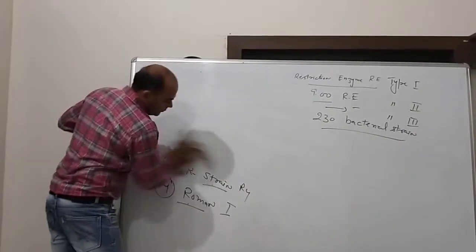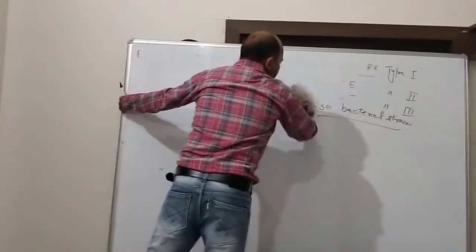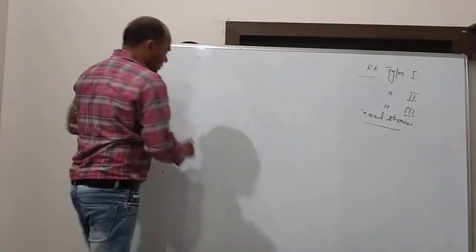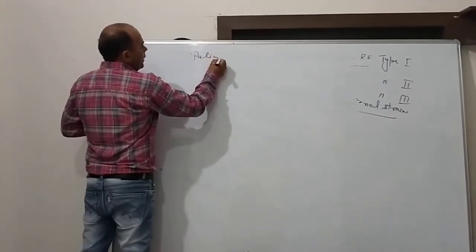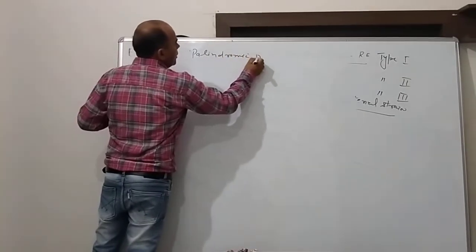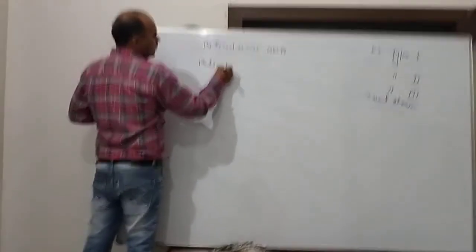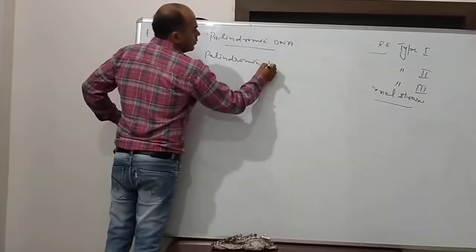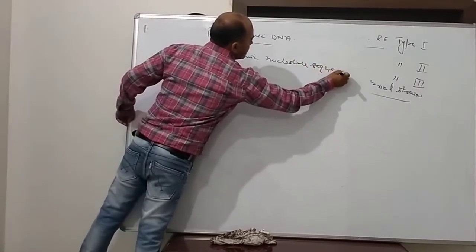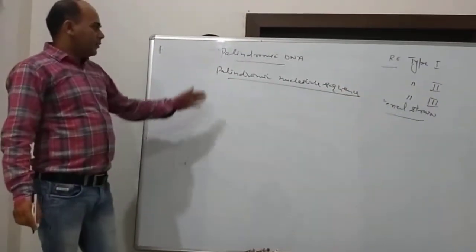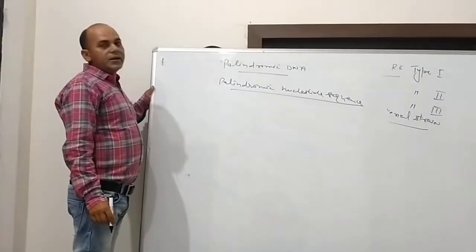Next, a one-mark question that may be asked is on palindromic DNA, or palindromic nucleotide sequence. A one-mark question may be set from the definition point of view. What is a palindromic nucleotide sequence?